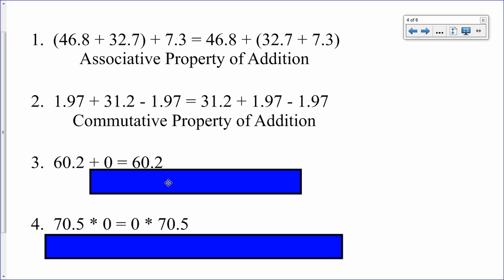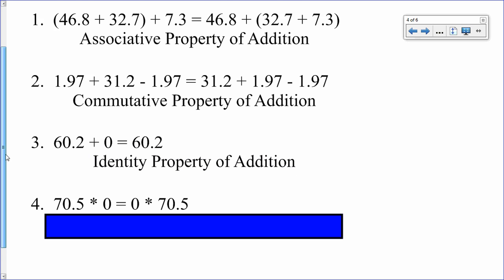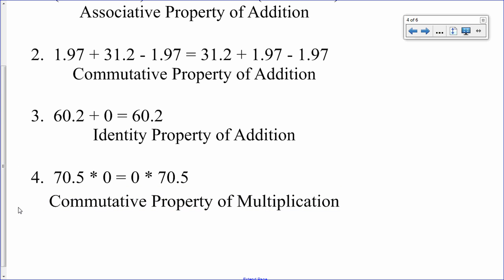Number 3, the identity property of addition. Notice it is not the zero property of addition. And our last one is actually the commutative property of multiplication. Again, this is one that is not the zero property. It is not stating that 70 and 1/2 times 0 equals 0. The order of the factors is changing. So this actually is demonstrating the commutative property of multiplication.